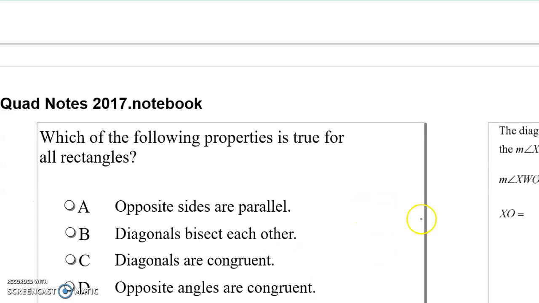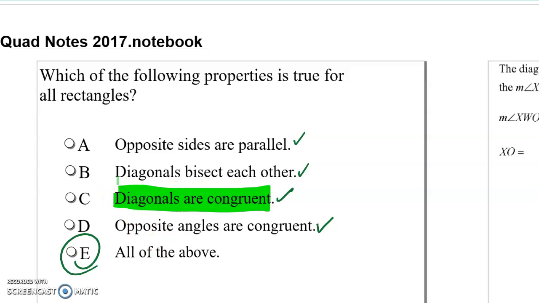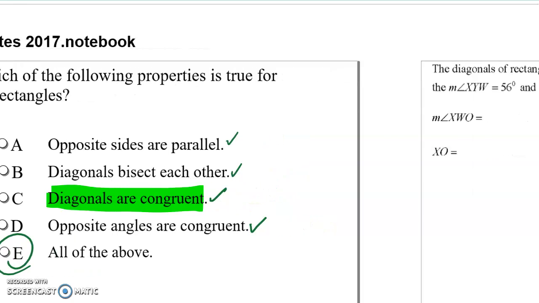Okay, let's look at this one. Go ahead and see if you can answer. Are the opposite sides parallel? Yes. Diagonals bisect, and now the diagonals are congruent, and opposite angles. So in the rectangle, all of this is true. Which one would be specific to a rectangle? That one. So it depends on how I word this multiple choice. If I said which one's specific to a rectangle, then it would be C, but properties of all of them.